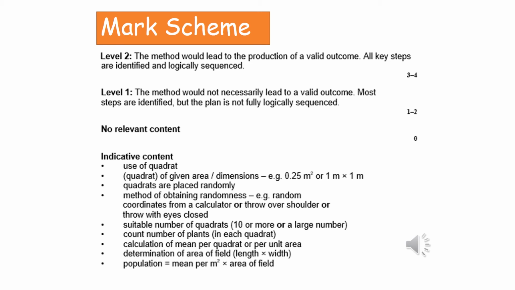Count the number of plants in each quadrat. Calculate the mean per quadrat or per unit area. Determine the area of the field, so that would be length times breadth, as it's a rectangular field. And then population would equal mean per meter squared times by the area of the field.